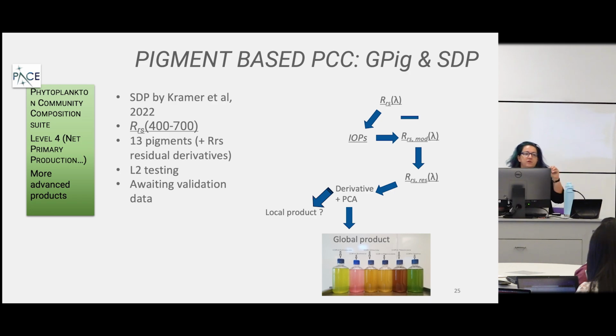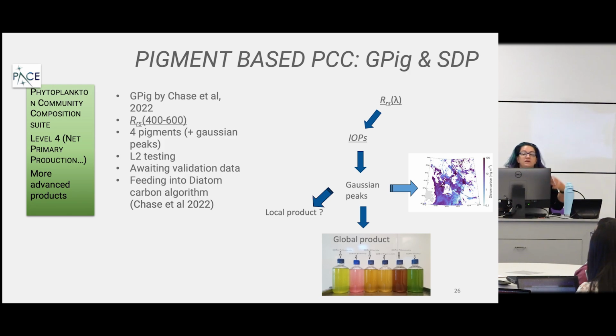One cool thing about the implementation that we're trying to get is that to get from the derivatives to the pigments, we just take the derivatives times a table that was made from empirical data. We're going to try to output these derivatives too, so you can train it in your own region and see if you can make a specific one for, I don't know, coastal Brazil or the Gulf of Alaska or something like that. So that's going to be adaptable for you as well. This is an L2 testing, and it's awaiting validation data.